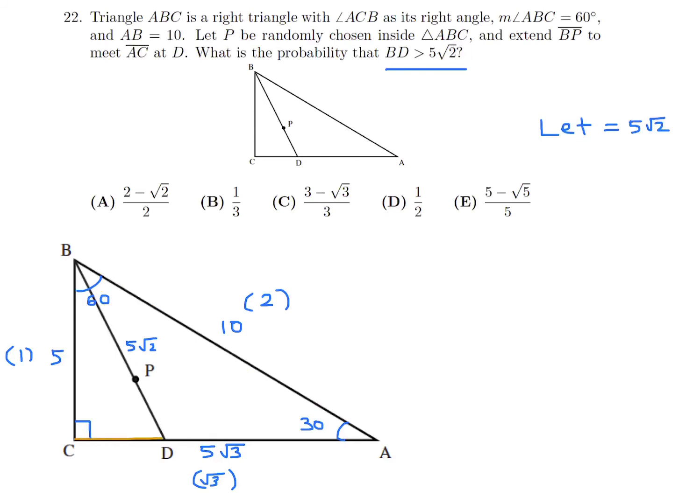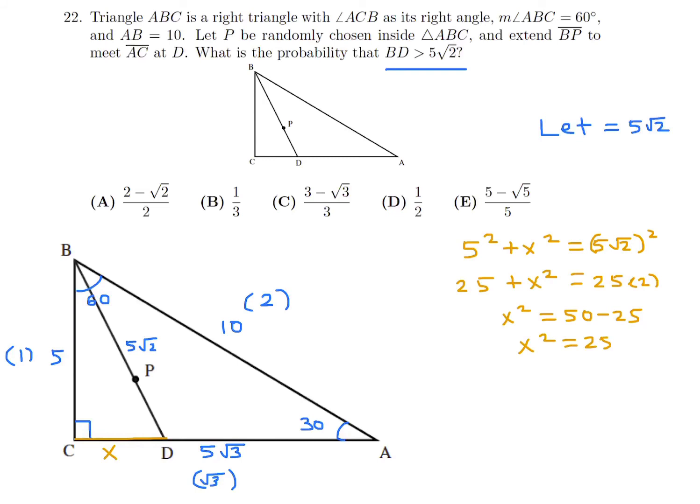So first thing I'm going to do is figure out that value right there, x. That's going to be pretty crucial for us. So we can use Pythagoras. 5 squared plus x squared is equal to 5 root 2 squared. So that's 25 plus x squared is equal to 25 times 2. So x squared is equal to 50 minus 25, so x squared is equal to 25. So x is equal to 5.